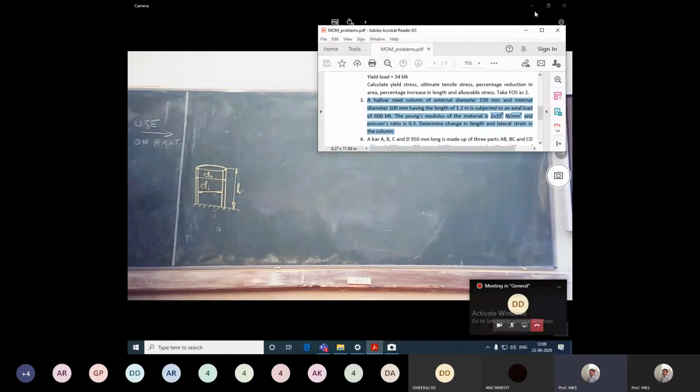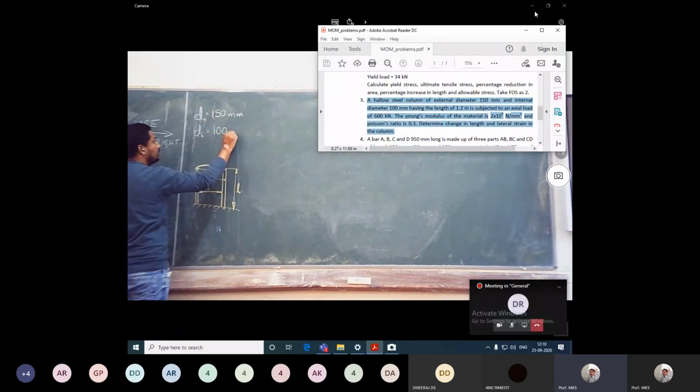So what is given? A hollow steel column of external diameter 150 mm and internal diameter 100 mm. So we'll take this external diameter as D naught. D naught is 150 mm, right? And internal diameter as DI. We'll take DI as 100 mm.